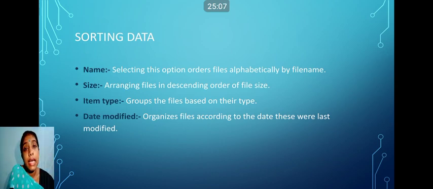Then it comes to size. According to the size of the file, the files will be arranged if you opt for this option. Then comes item type: which type or which group the file belongs to. According to that it will be categorized and arranged. Then comes date modified. According to the date on which you modified, used or created those files, you can also arrange your files. All the details of how these things are done were already discussed in the session when we discussed this chapter.